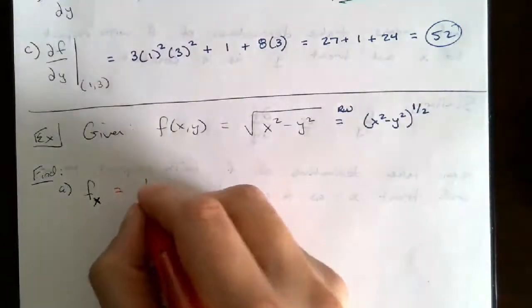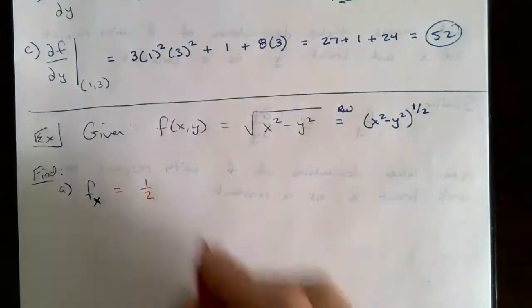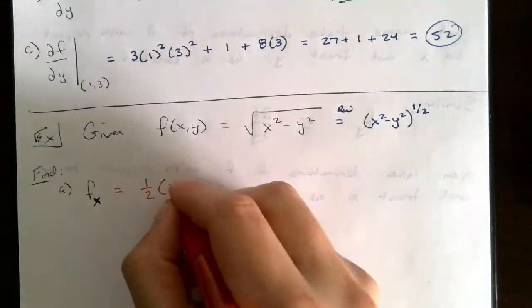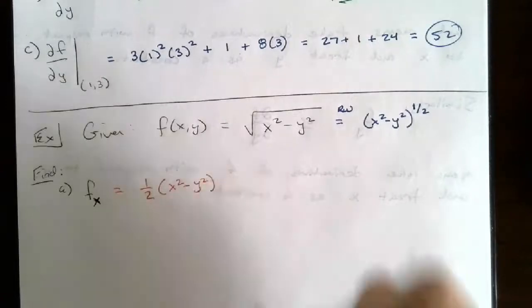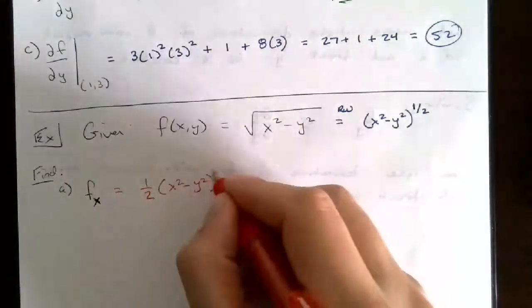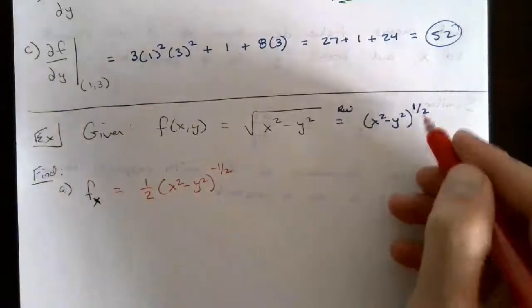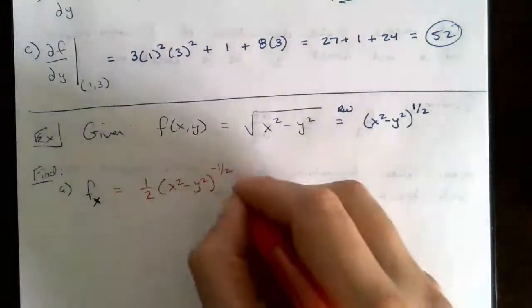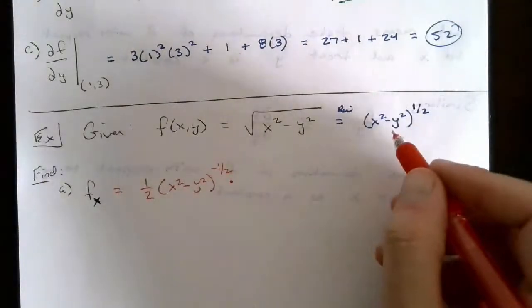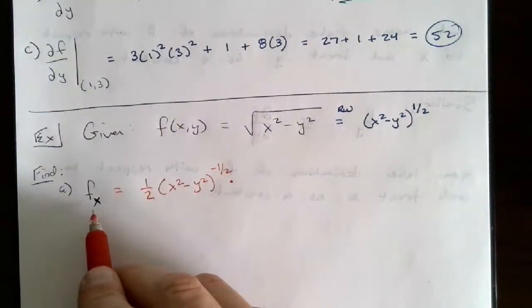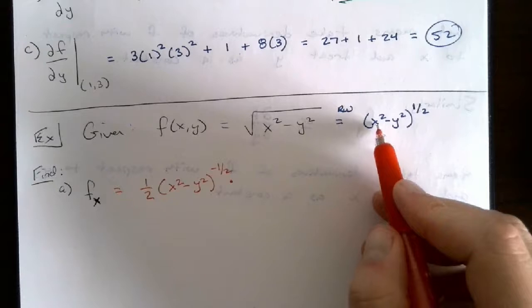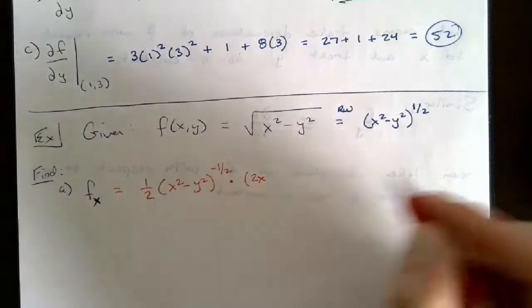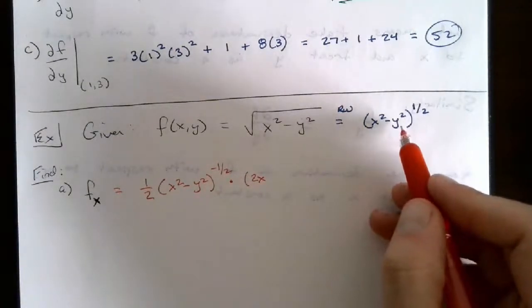So we'll have 1/2 times, you leave the inside the same. Remember, this is how chain rule works. So take the derivative of the outside, keep the inside the same. Subtract 1 from the exponent, which makes this negative 1/2, right? 1/2 minus 1 makes it negative 1/2, times the derivative of the inside. Remember, with respect to x here. So the derivative of x squared, well, that's a function. So the derivative of x squared is going to be times 2x, minus, what's the derivative of y squared?